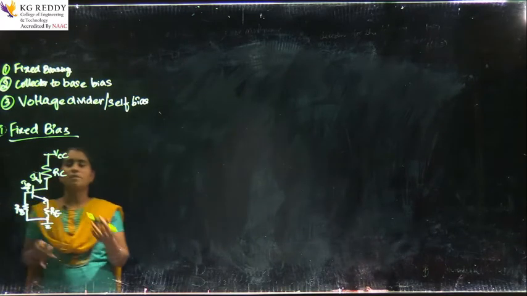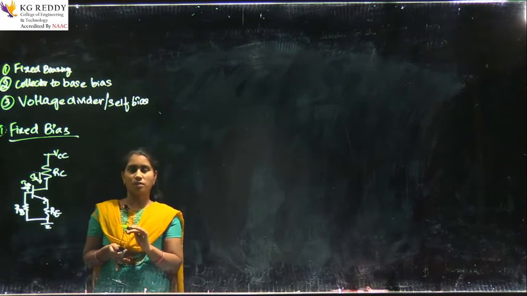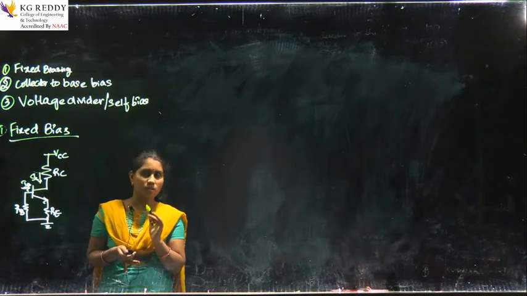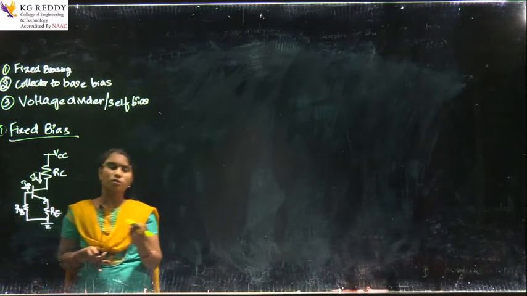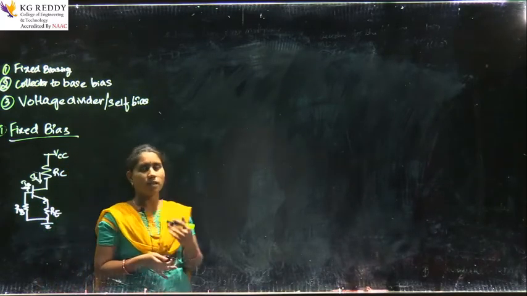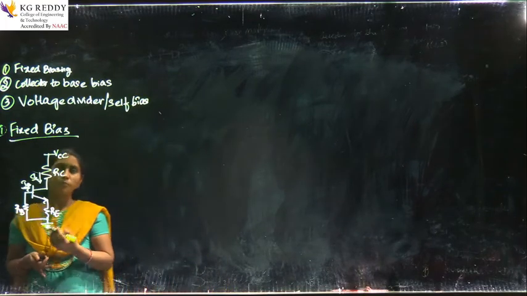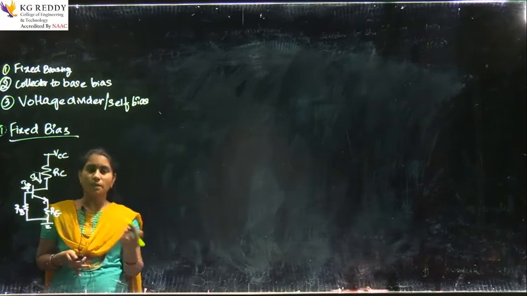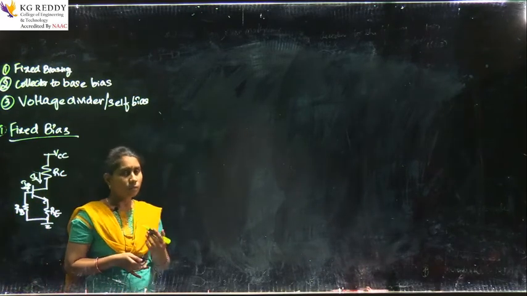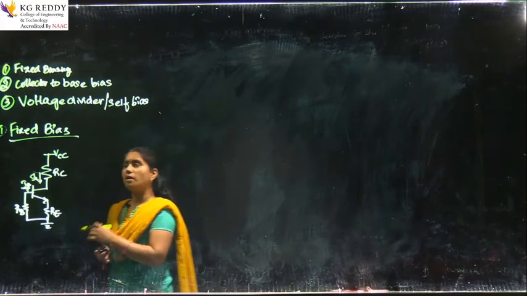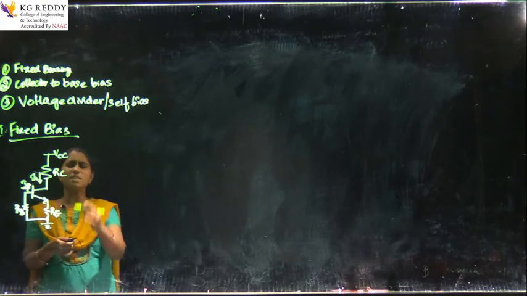So coming to the advantages of this fixed biasing method, the stability factor I have already discussed. The stability factor is nothing but 1 plus beta, as we already know that the change of the base current with respect to the collector current is 0. When I substituted in the stability factor, I got S equals 1 plus beta in this fixed bias configuration.